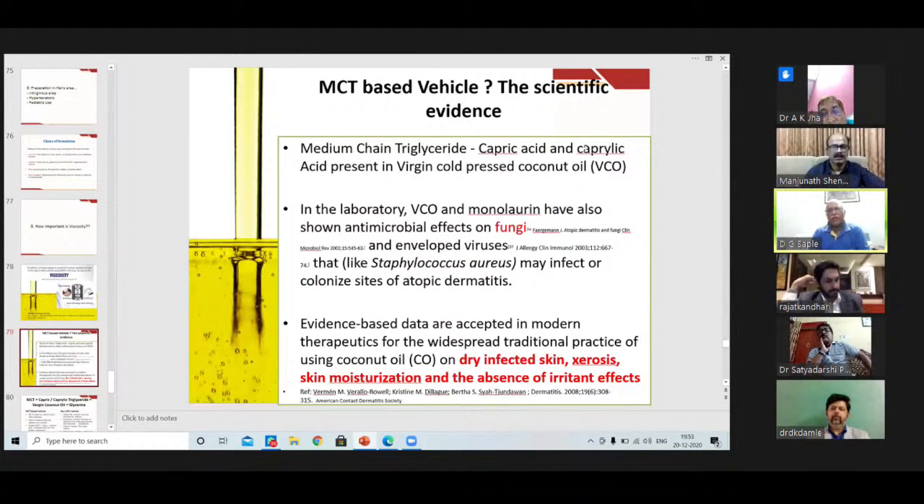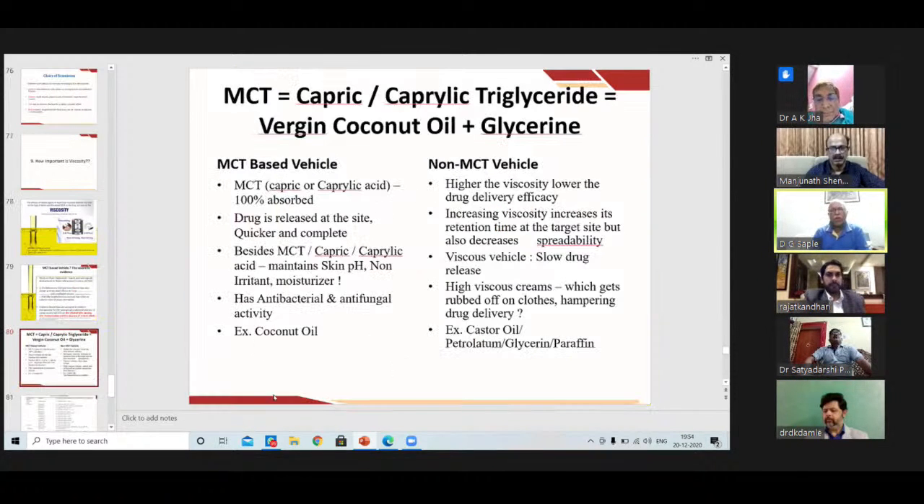Shanoy said, capric acid or caprylic acid, which is the medium chain triglyceride, is easily spreadable. Not only antifungal, it has antimicrobial activity also, and it is always used with virgin coconut oil, which is well known for dry infected skin, xerosis, and as a moisturizer. So the less viscous is always acceptable. Medium chain triglyceride, that is capric or caprylic acid, is 100% absorbable.